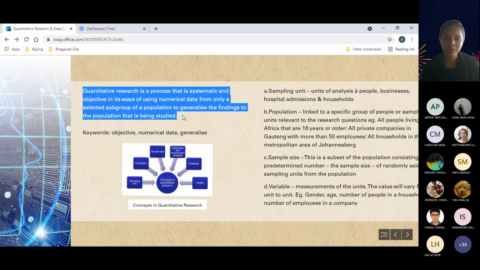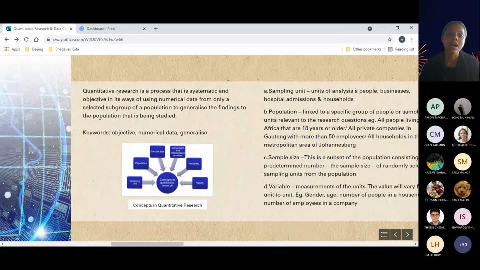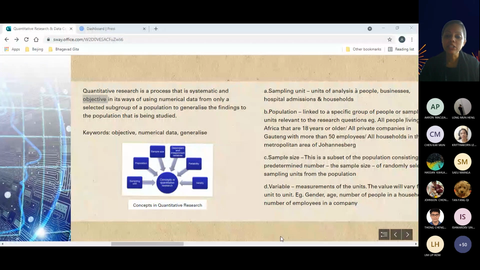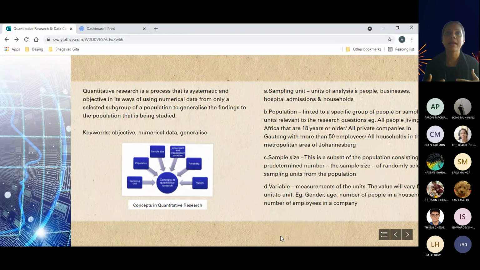Hello? Okay, let me explain. Let me break it down. Quantitative is a systematic and objective process. Now, what is the opposite of objective? Subjective. What is the difference between objective and subjective? Which one allows interpretation, more emotion and explanation, and which one doesn't allow all that, but is just black and white?